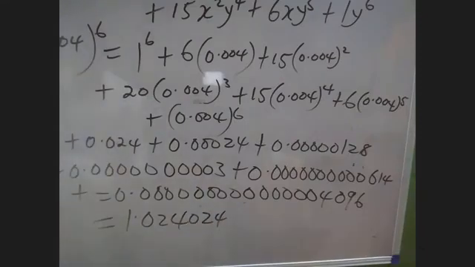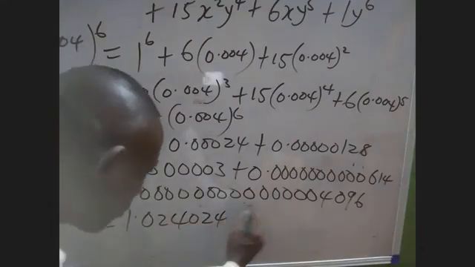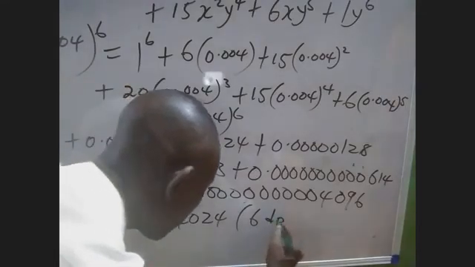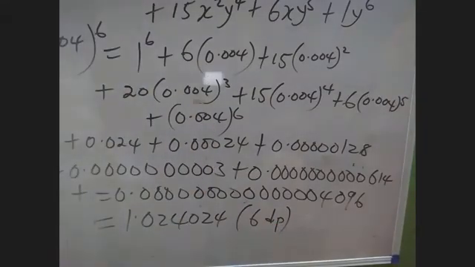1.024024 to 6 decimal places. So this is going to be our final answer, to 6 decimal places. Then lastly, we look at the number 3 question.